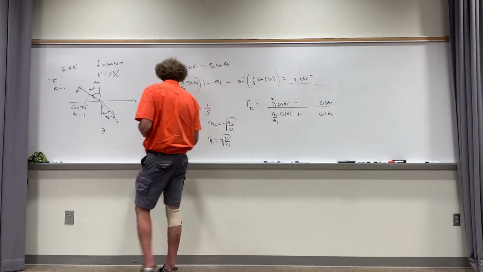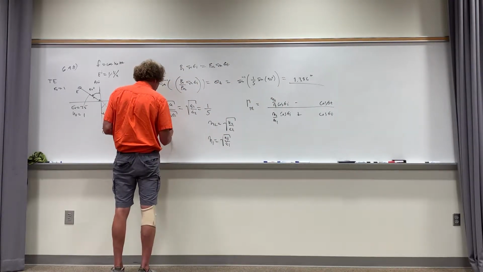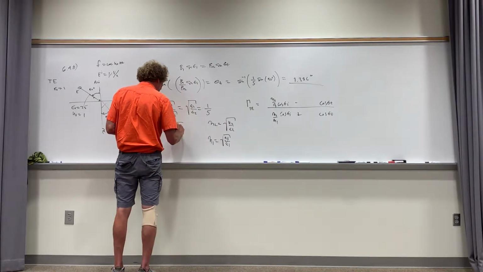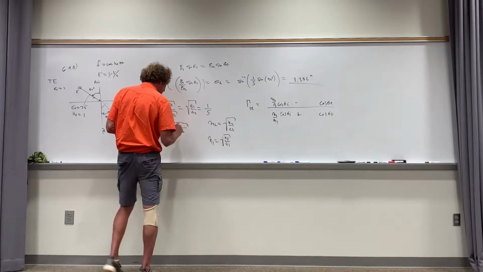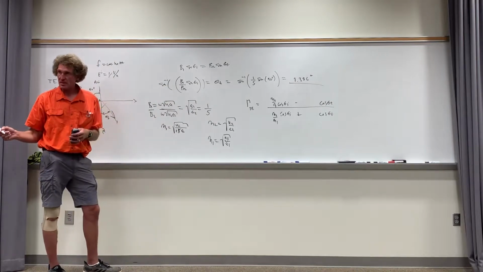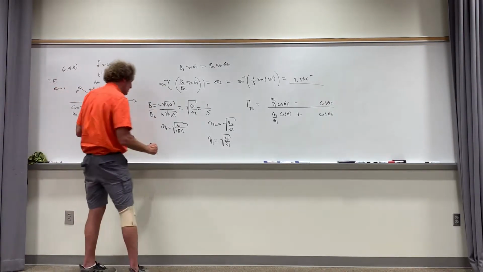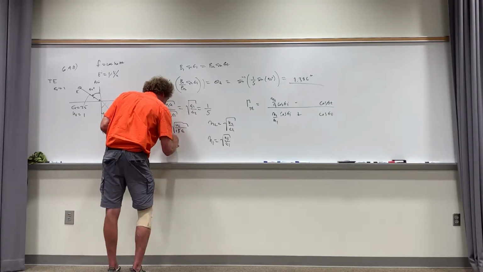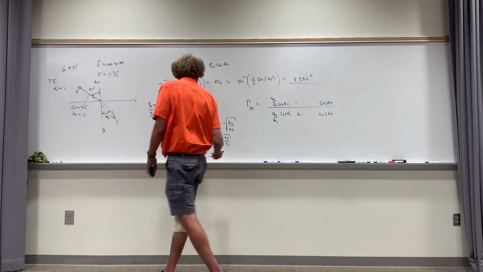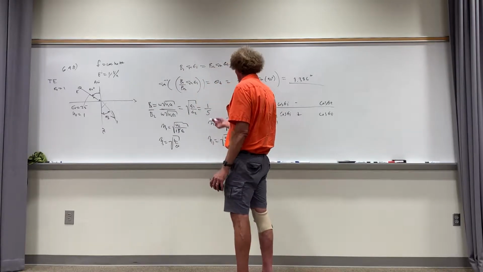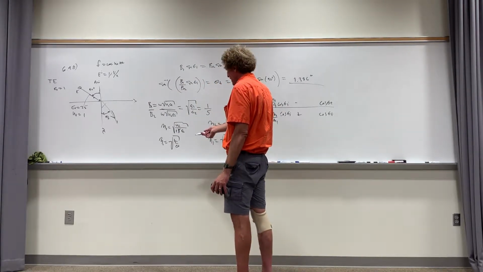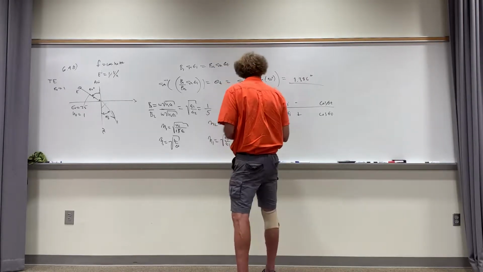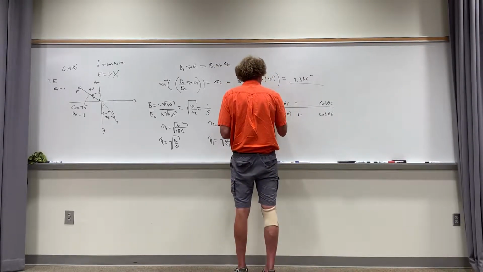Because I know that eta 2 is really the square root of mu naught over 25 epsilon naught, because the relative permittivity is 25. Agree, class? And I know eta 1 is equal to simply the square root of mu naught over epsilon naught, and the mu naught over epsilon naught will cancel. So when I get this eta 2 by eta 1, I get rid of the mu naught and epsilon naught, and I get 1 over the square root of 25, or 1/5. So this becomes 1/5.